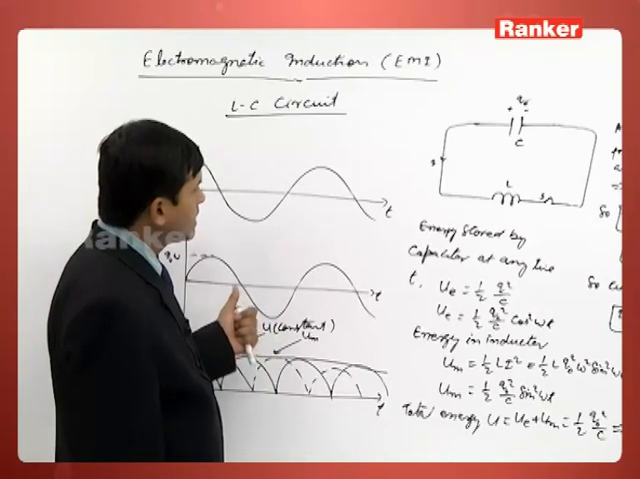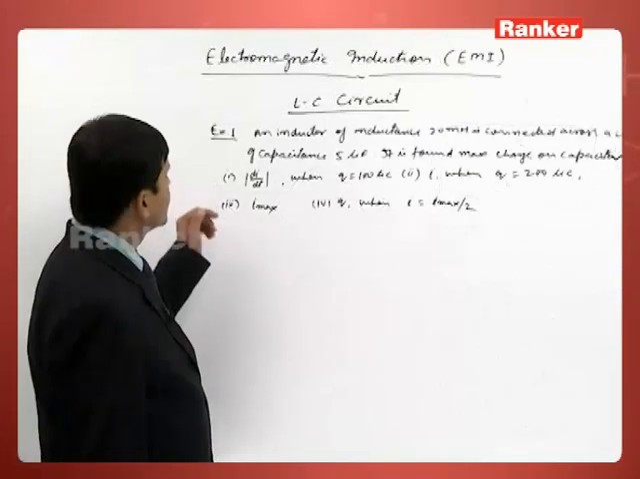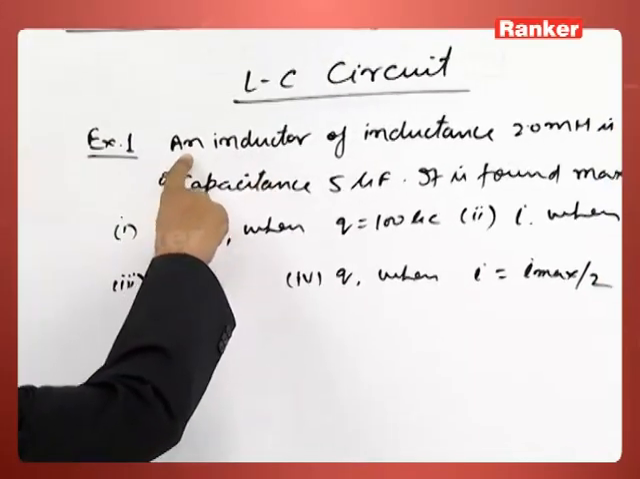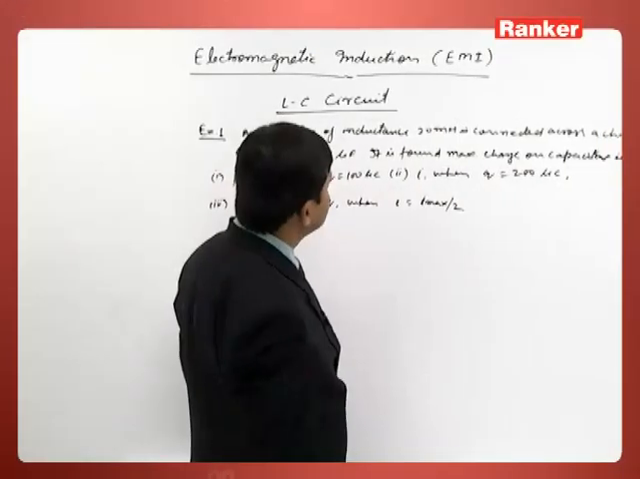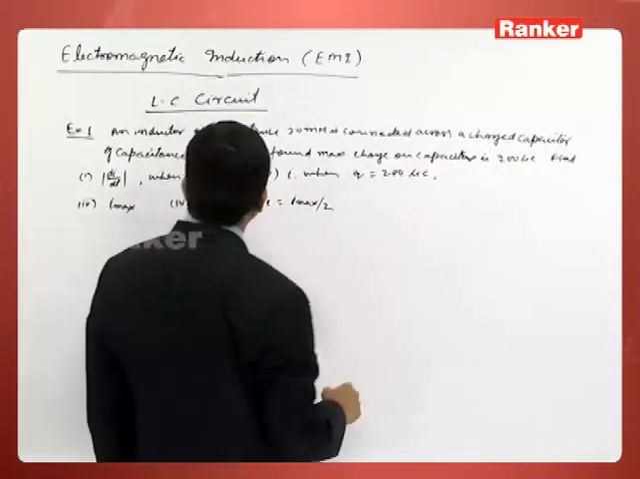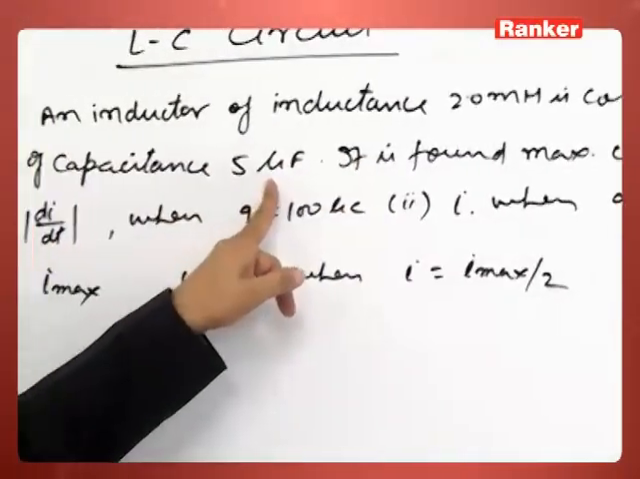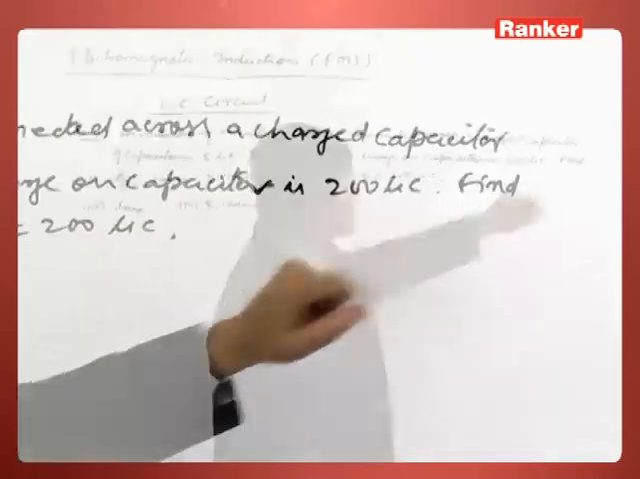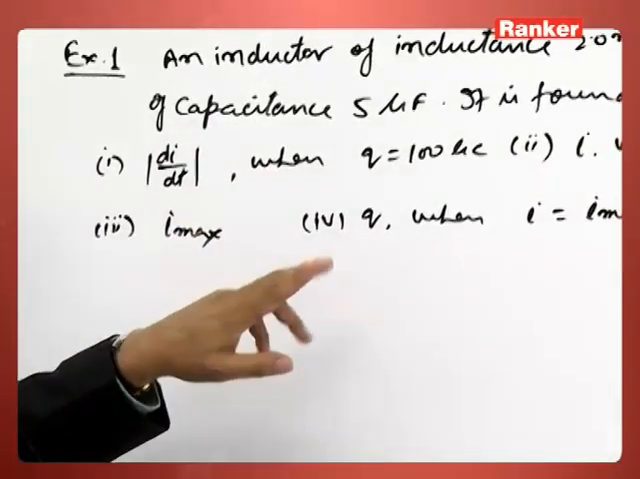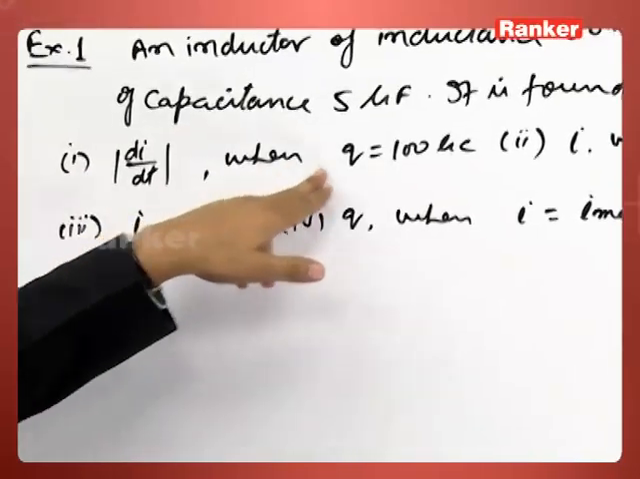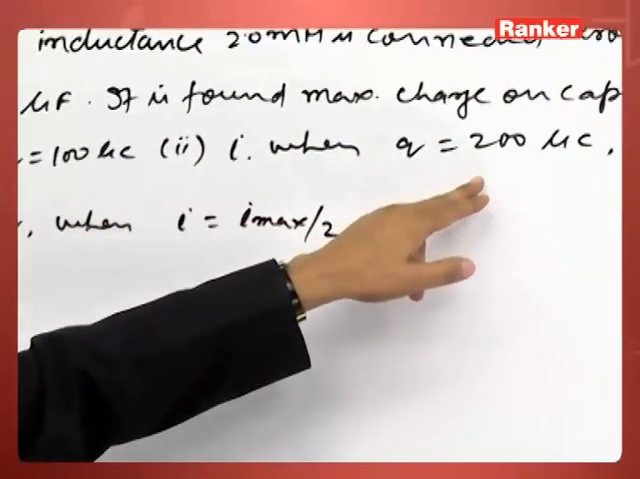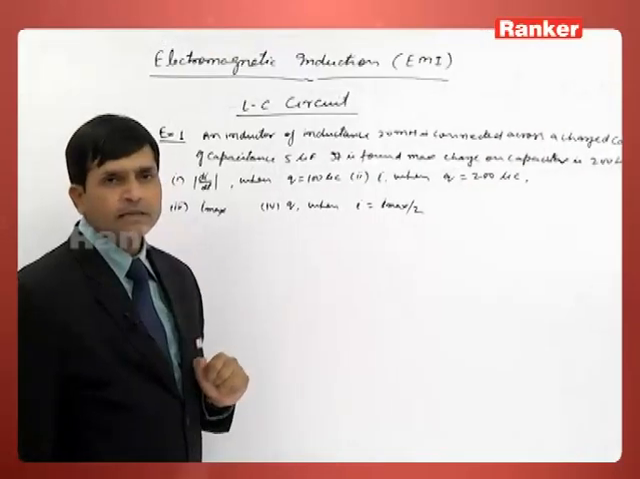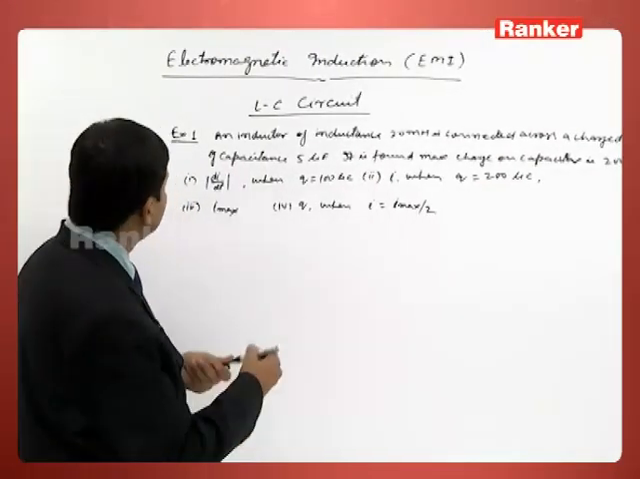Now come to an example based on the LC circuit. In this question, an inductor of inductance 2 mH is connected across a charged capacitor of capacitance 5 microfarad. It is found that the maximum charge on the capacitor is 200 microcoulomb. You have to find di by dt when charge is this much, current i when charge is this much, and the maximum current as well as charge when current is half of the maximum value. See how to do that one.